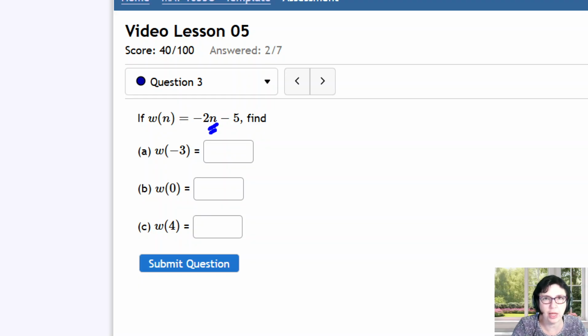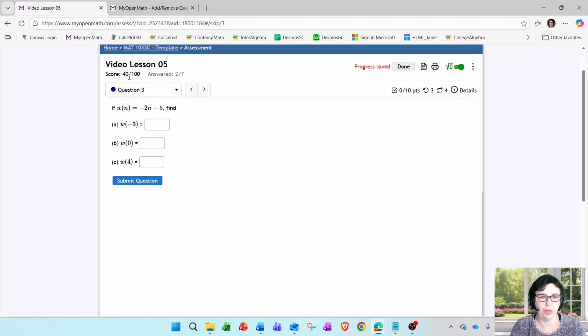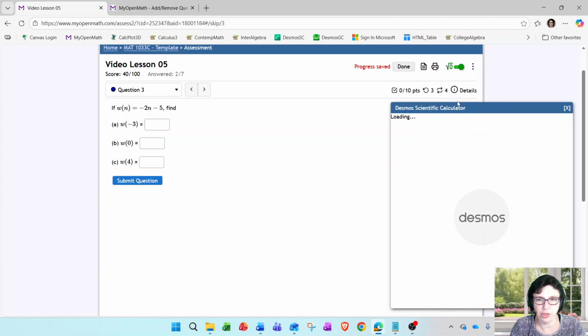So if they gave you -3, you're going to do the exact same thing. You're going to multiply it by -2, subtract 5. If you give me 0, I'll do the same thing. Multiply by -2, subtract 5. This is a short way of writing what to do with an input. Okay, that's what a function is. All right, so now let's go ahead and compute the values of the function.